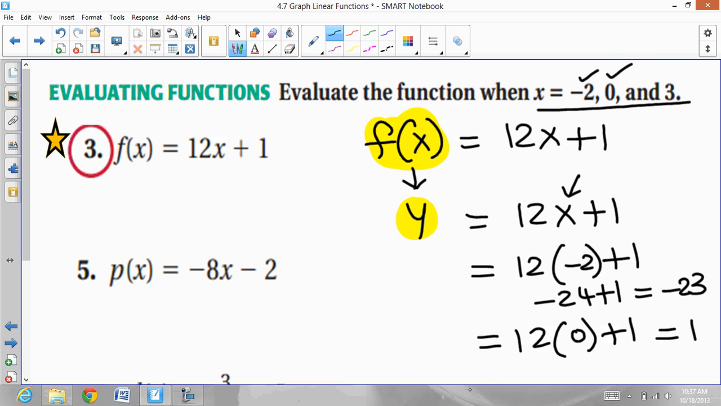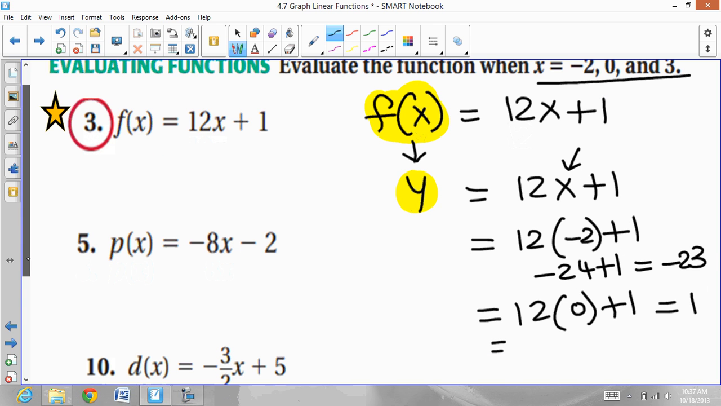Now going for the third one. Make sure that you pause the video and you understand the question thoroughly. My x is now going to take on the value of 3. So 12 times 3 plus 1. 12 times 3 is 36. 36 plus 1 gives you a 37.